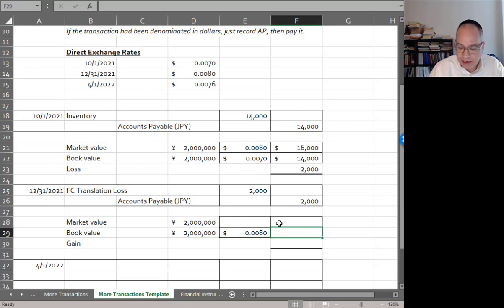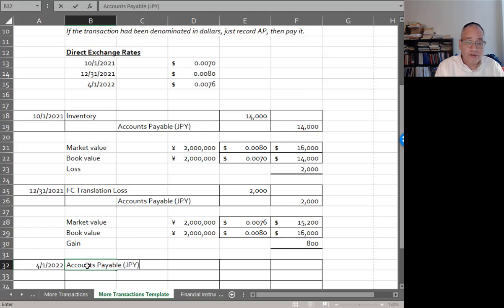Now this is on my balance sheet for $16,000. But the exchange rate on April 1st went down to 0.0076, meaning that the balance sheet value can be brought back down to $15,200. So if the payable is going down, that means I have a gain. So I'm going to debit accounts payable.